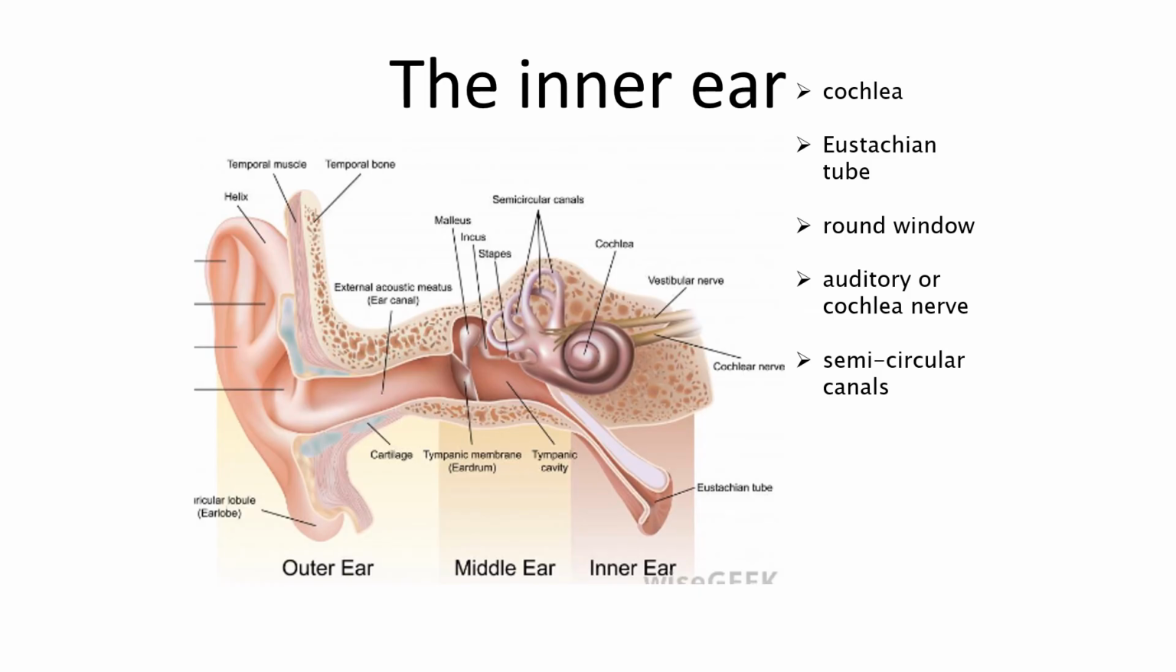Then we have the inner ear, which includes the cochlea, eustachian tube, round window, auditory or cochlear nerve, and semicircular canals. Again, they're quite easily recognisable because they look like what they're called. A round window looks round, a cochlea actually looks like a snail, and semicircular canals look semicircular.